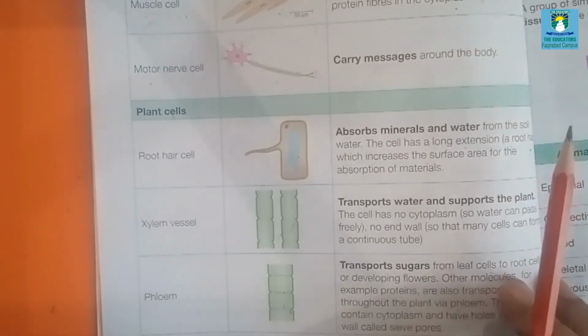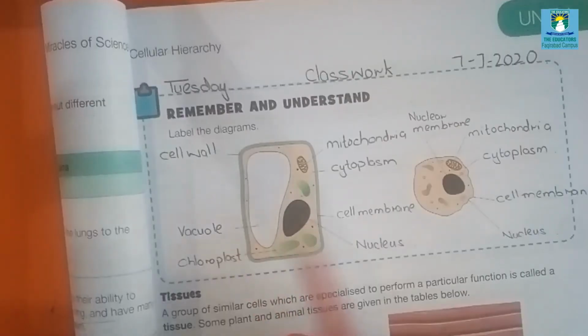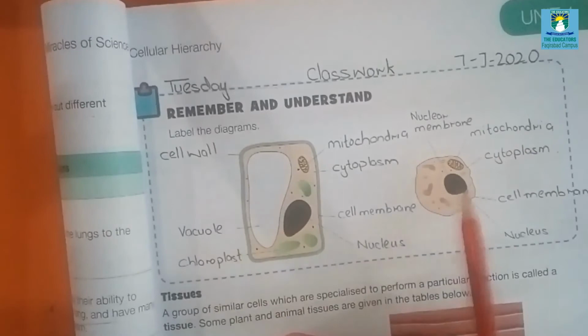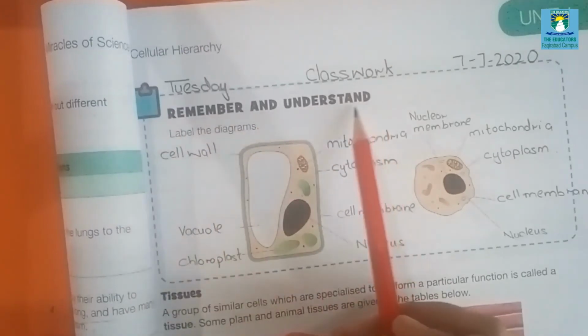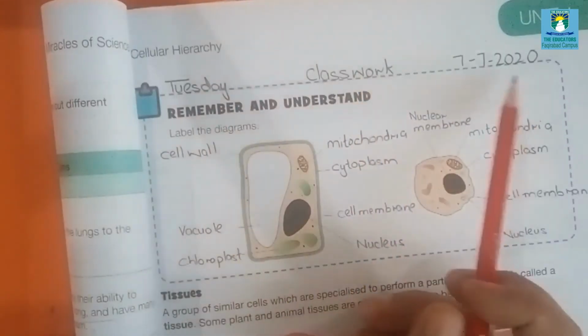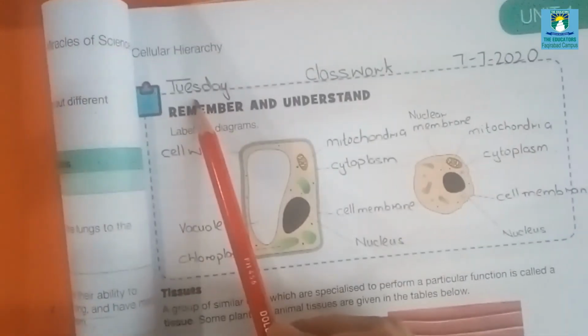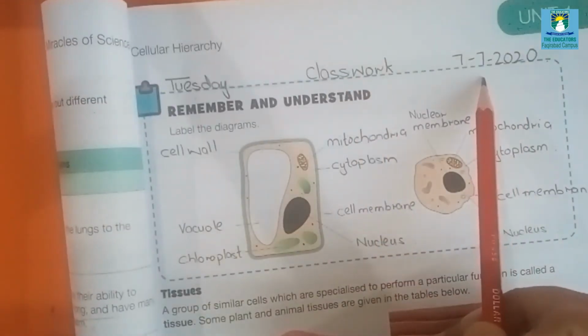Now come to the next page, page number 7. Here is a diagram. We can complete it and label that diagram. Remember and understand. Before starting this, first of all, write day and date. Day is Tuesday. Write classwork. Date is 7 July 2020.